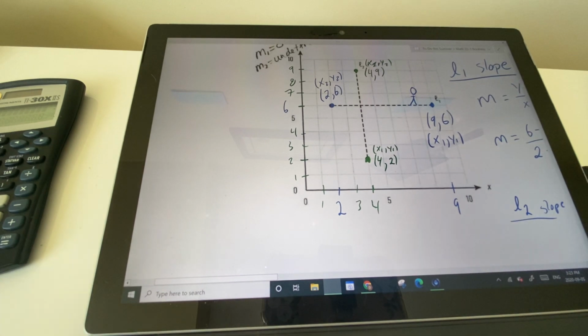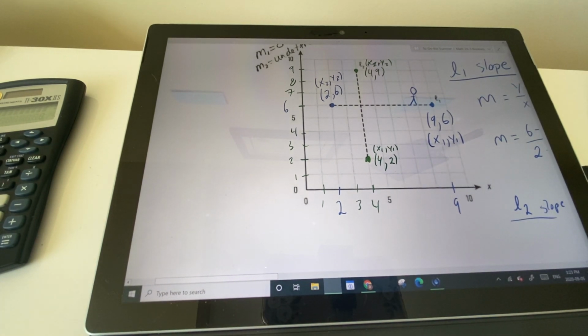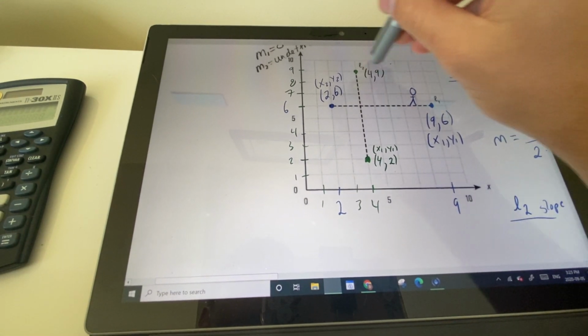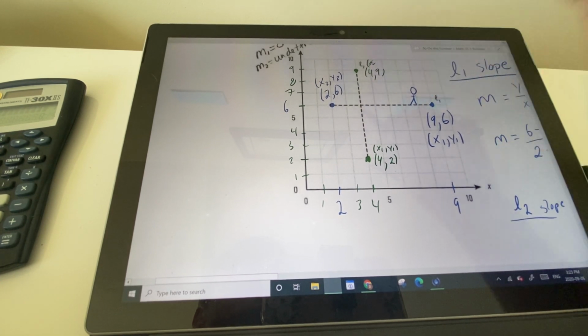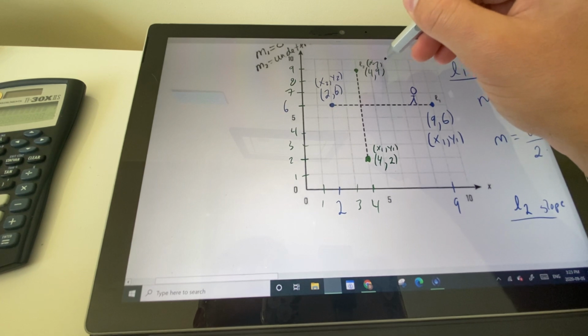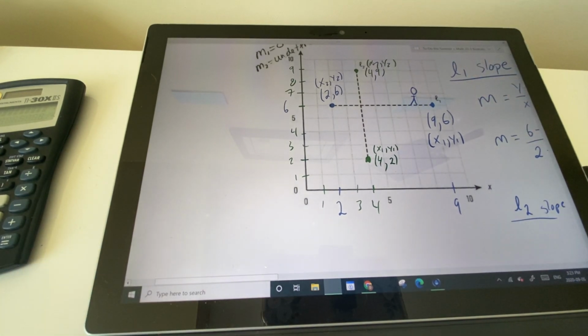y2. So x2 and y2, I'm going to rewrite that quickly just because it doesn't look super nice. x2, y2. Doesn't look too much better. Sorry about that. Technical difficulties still.